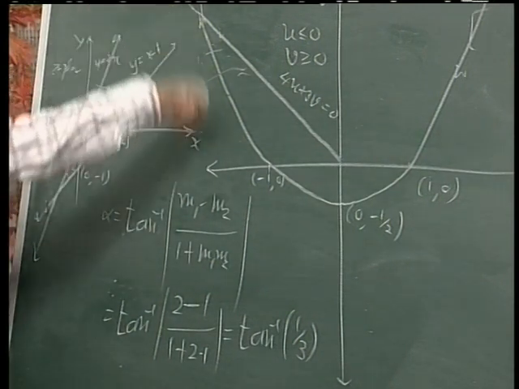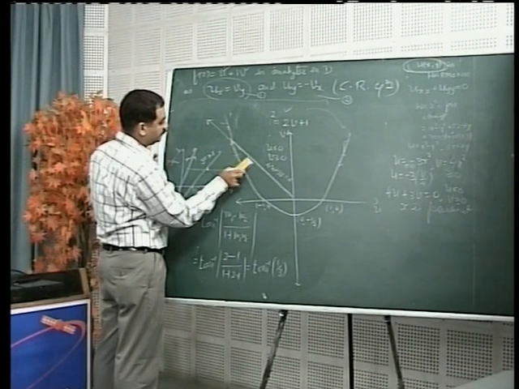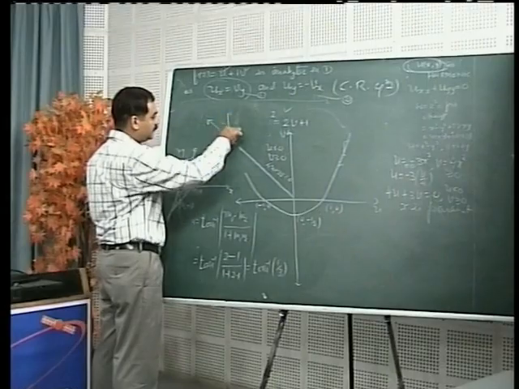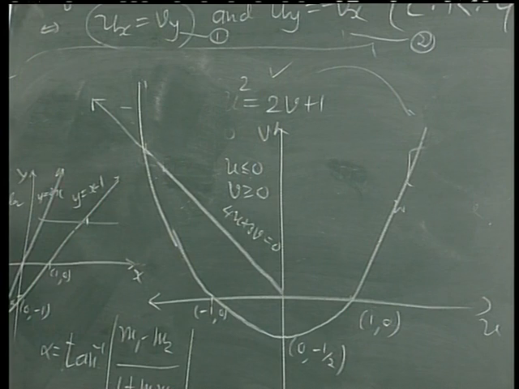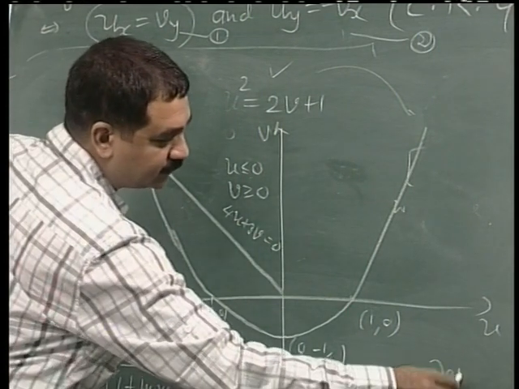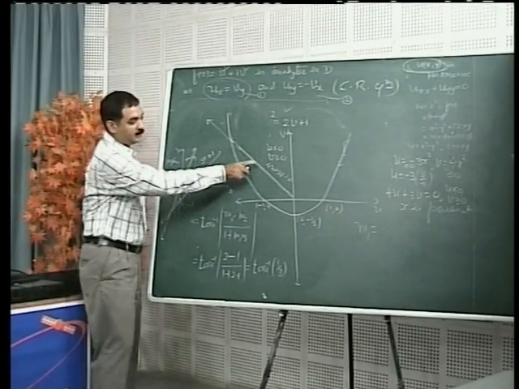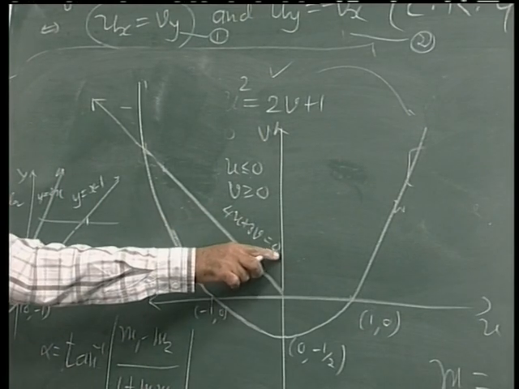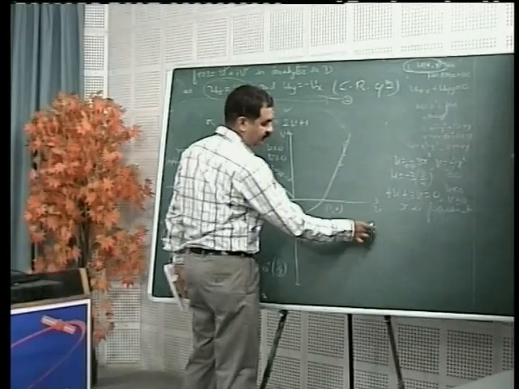Now what is the angle between these two curves? One is the ray and the other is the parabola. Under this mapping, these are the images of the given curves. What is the slope of the ray 4u plus 3v equals 0? Differentiate with respect to u: 4 plus 3 dv by du is 0, so the slope would be minus 4 by 3.